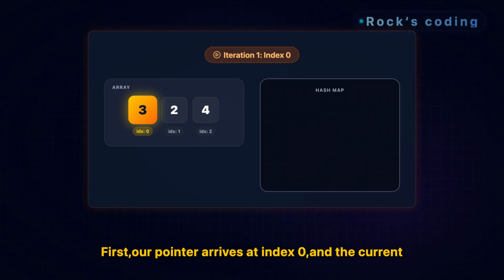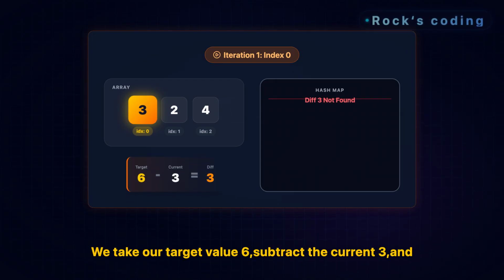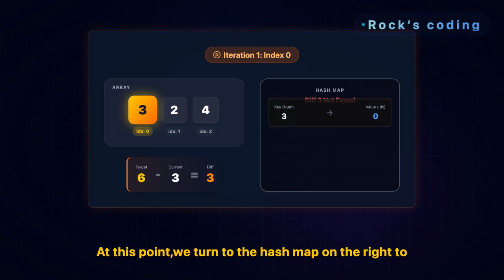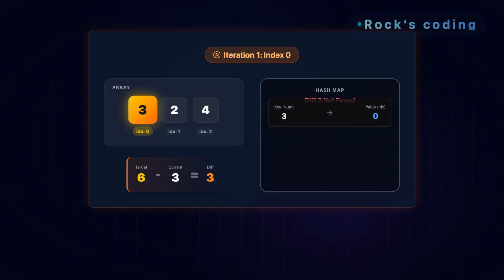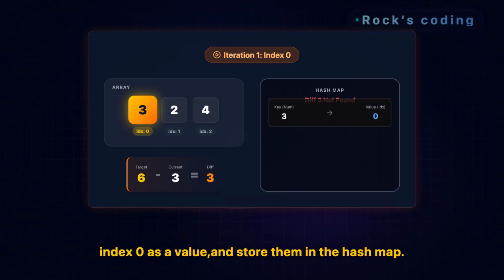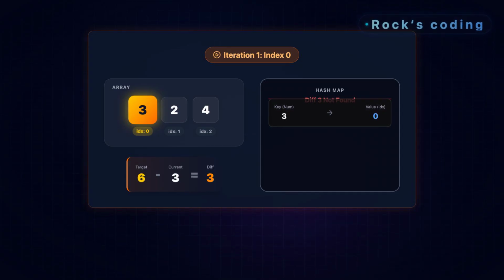First, our pointer arrives at index 0, and the current number is 3. We take our target value 6, subtract the current 3, and get a difference of 3. At this point, we turn to the hash map on the right to check, is there a 3 in there? No. Alright, so we take the current number 3 as a key and its index 0 as a value and store them in the hash map. Now the hash map has one record.